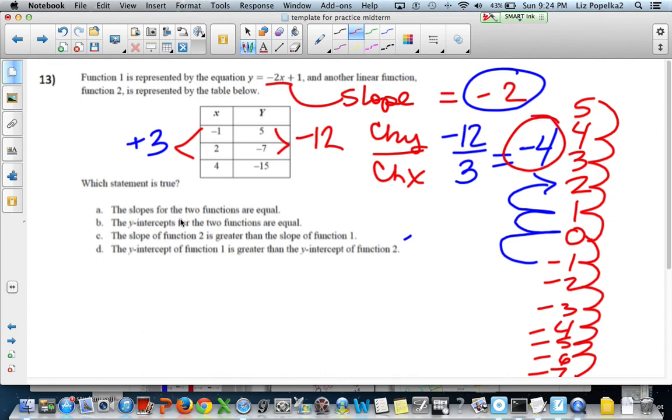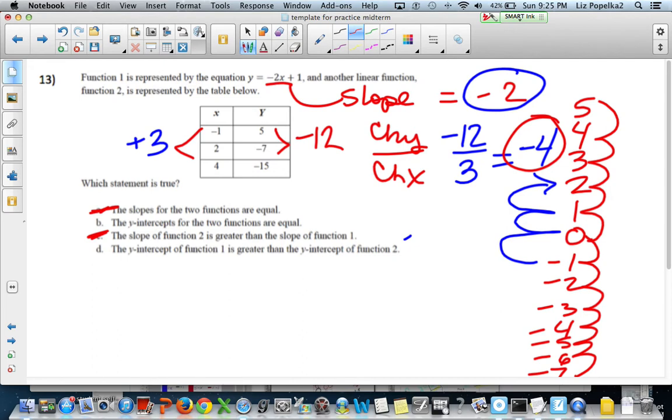So when it says the slopes for the two functions are equal, we know that's out. The slope of function 2 is greater than the slope of function 1. Well, no. Negative 4 is not bigger than negative 2. Negative 4 is actually smaller than negative 2. So that one can't be it either.